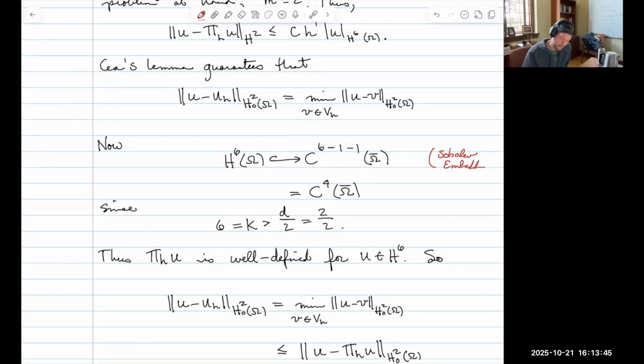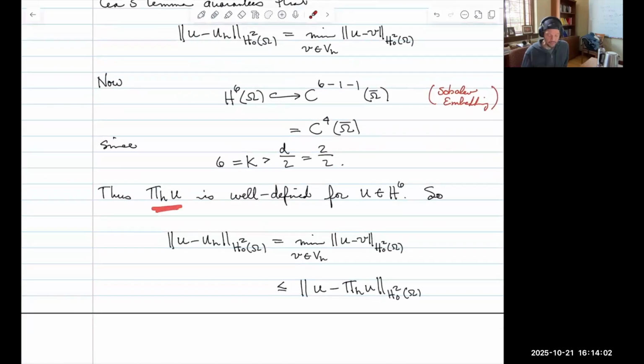Sobolev embedding. That's what guarantees that we have this containment. So if it's in H6, then it has to be in C4. Therefore, this guy is well defined. We don't have to worry about that for as long as u is in H6. So let's assume that. Let's just take u to be in H6.